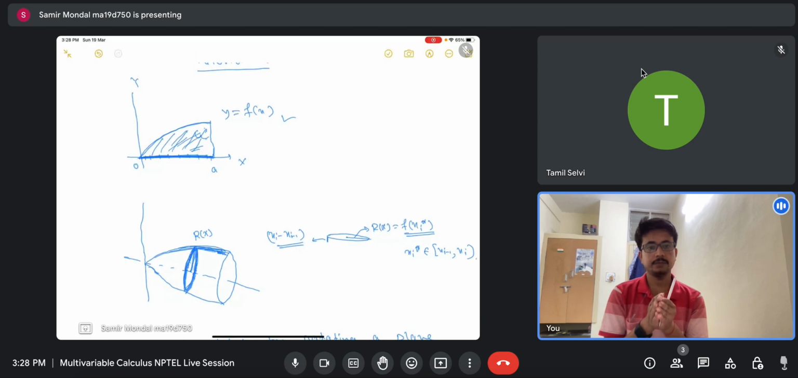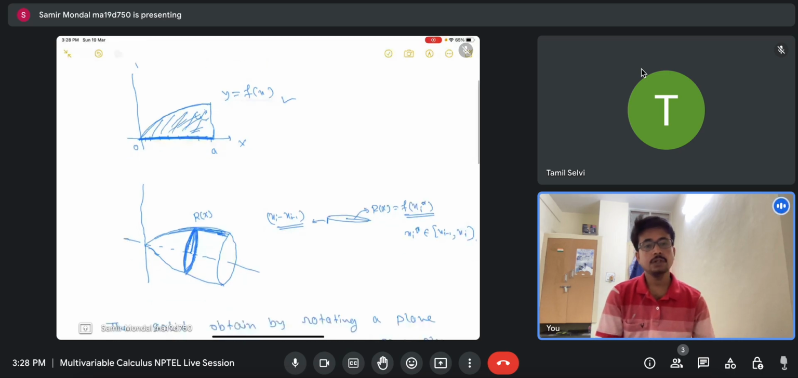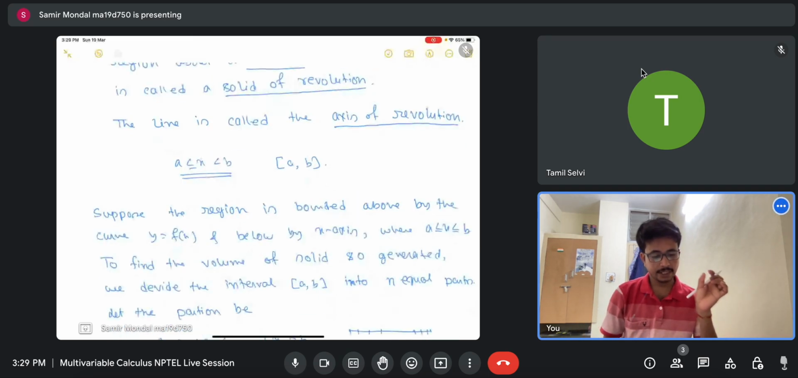This is a solid of revolution about some line. This line is called the axis of revolution. So we are going to find the volume of these solids. Suppose our curve is y equal to f of x, and the region is bounded by the curve y equal to f of x, and below by the x axis, where x is between a less than or equal to x less than or equal to b. So this is your region.